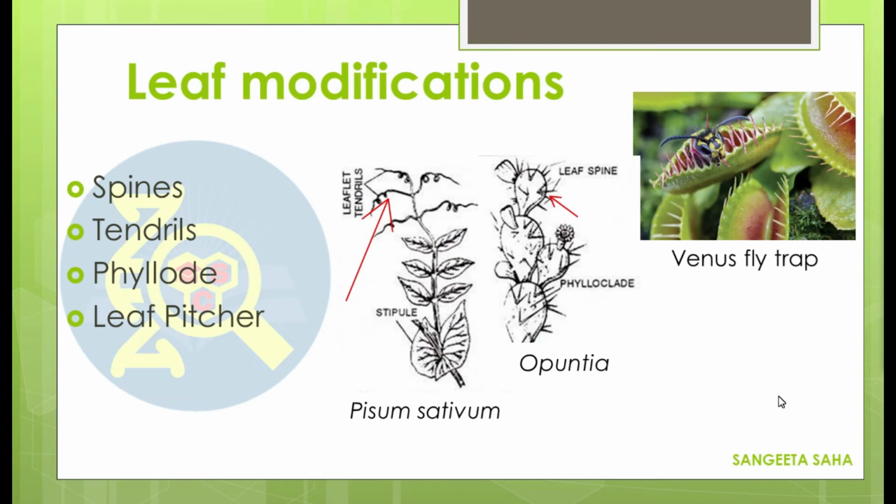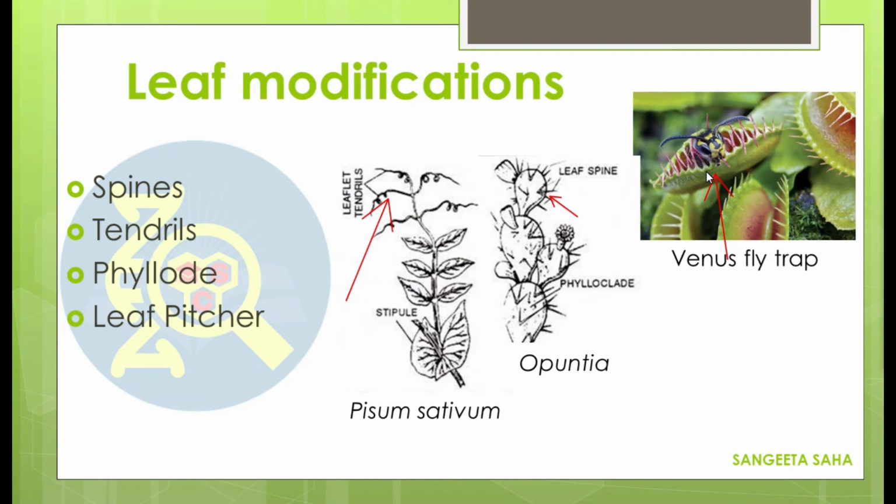Another interesting modification that you are going to learn about is the leaf pitcher. Here, the lamina of the whole leaf is modified into a lid, as you can see in the diagram, and this is known as pitcher, which traps insects to fulfill the need for nitrogen. And this is found in Venus flytrap. Now, what is this Venus flytrap? Just for your knowledge, it is a carnivorous plant.